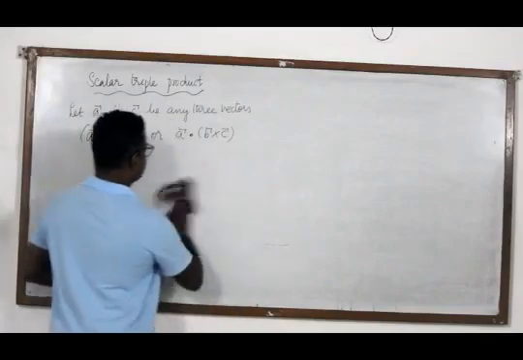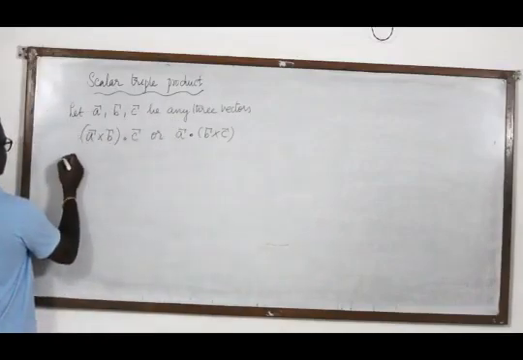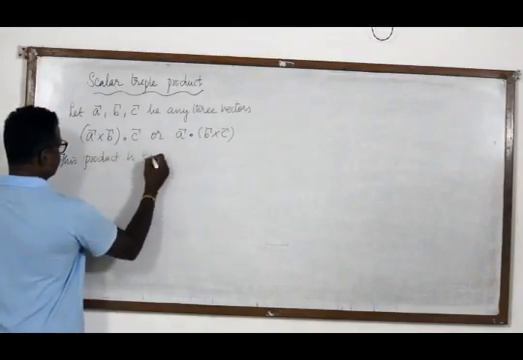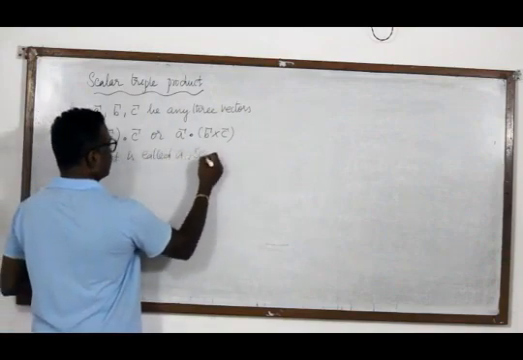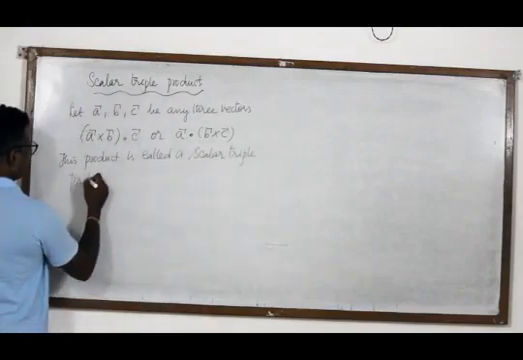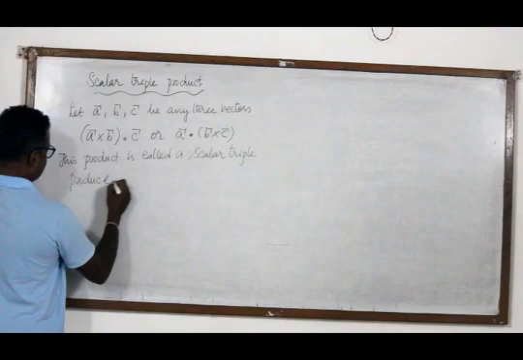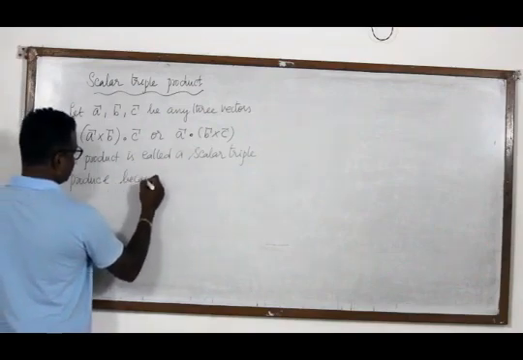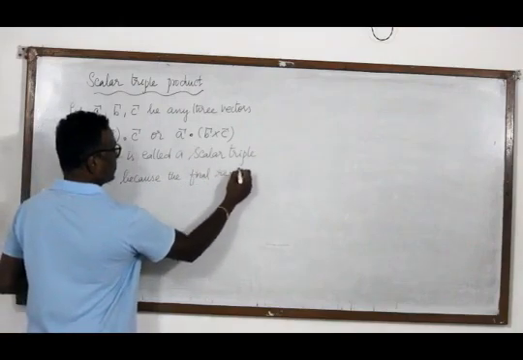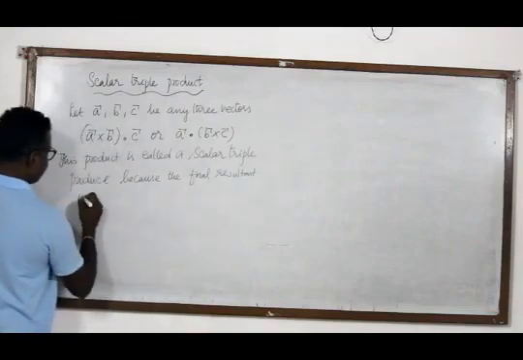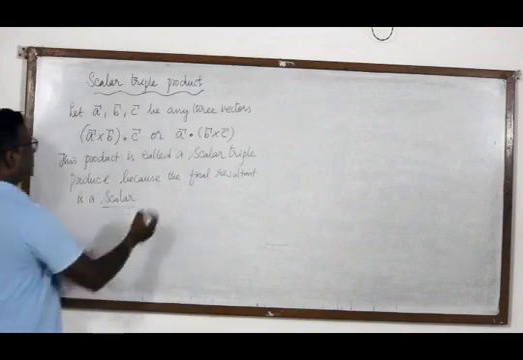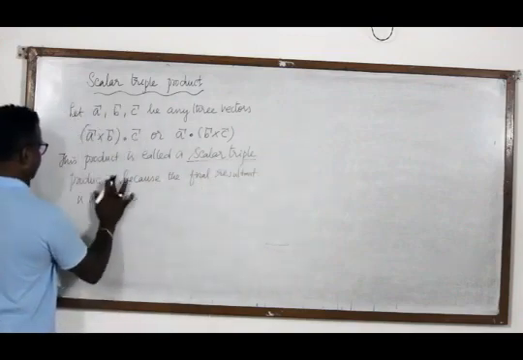Therefore, this product is called a scalar triple product, because the final resultant is a scalar, not a vector, and hence this is called a scalar triple product. Alright.